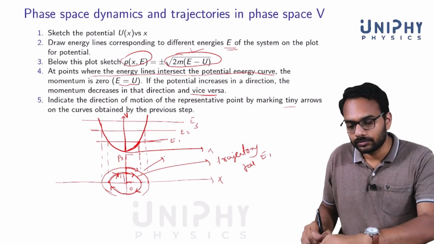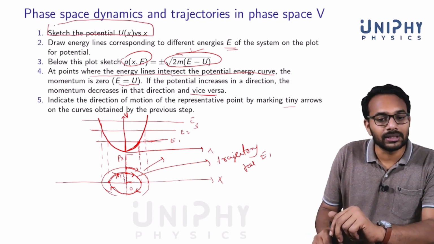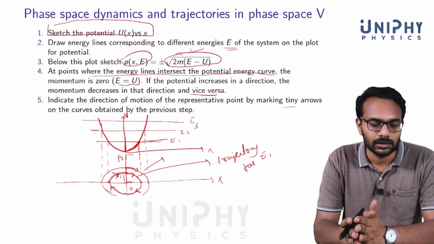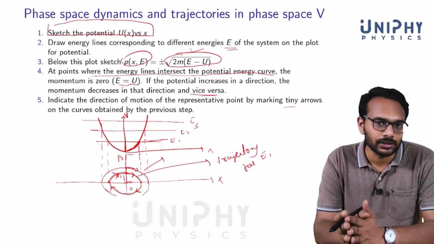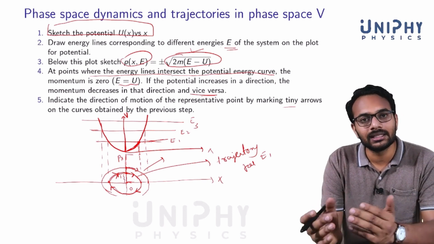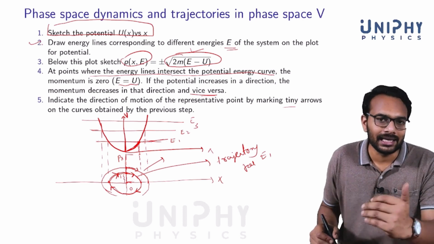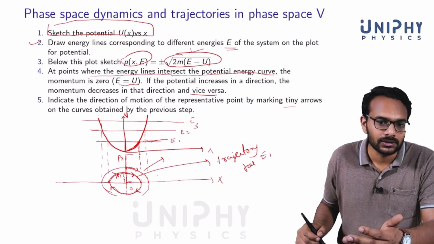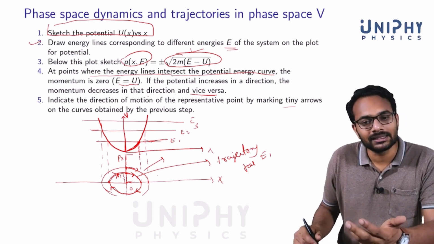We'll continue. Next we said we have to elaborate a little bit about sketching the potential U of x versus x. So in your examination you will be given a potential curve, potential as a function of x, and you will have to plot it first, just to see the qualitative behavior of it. Then the second thing is to draw parallel energy lines corresponding to different energies, and then you follow this rule and you get the curves. So it's important to plot the potential U of x as a function of x.